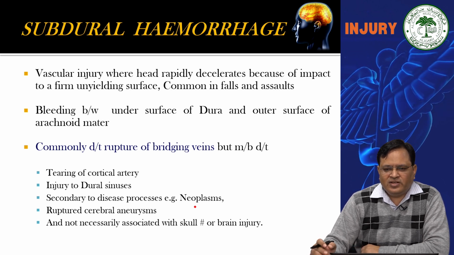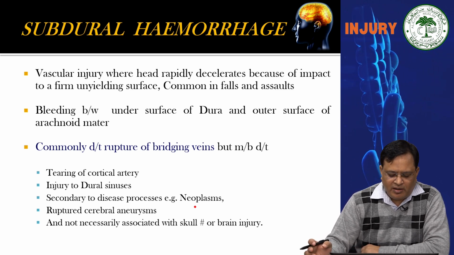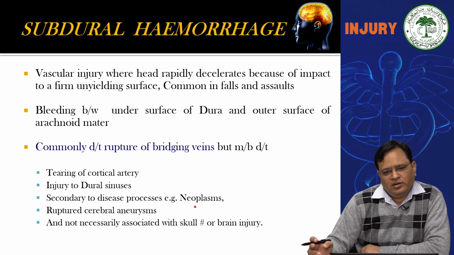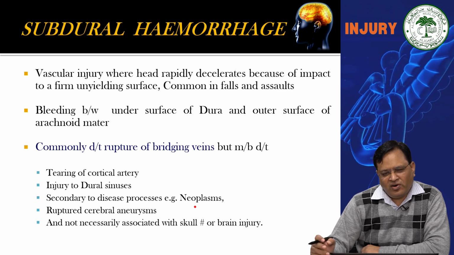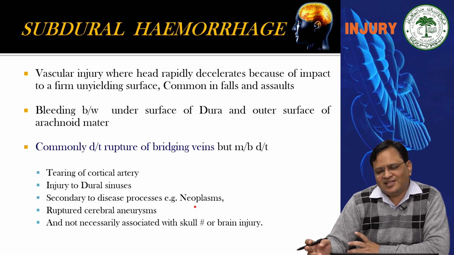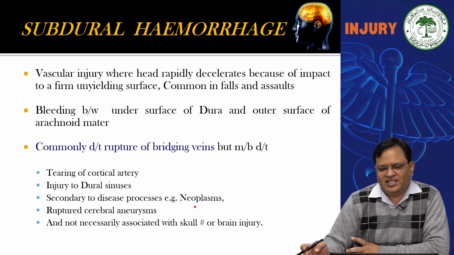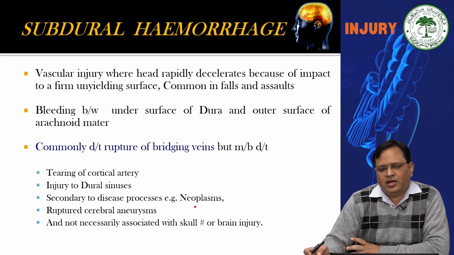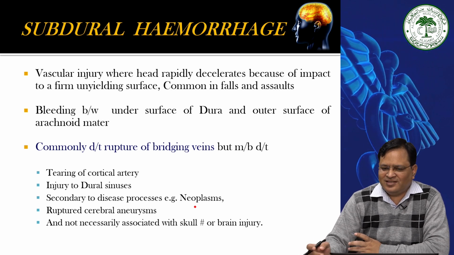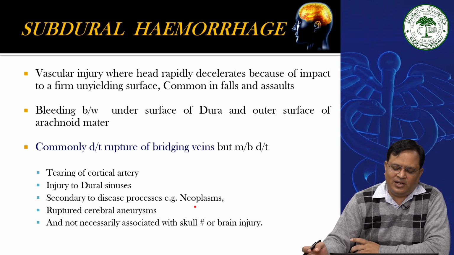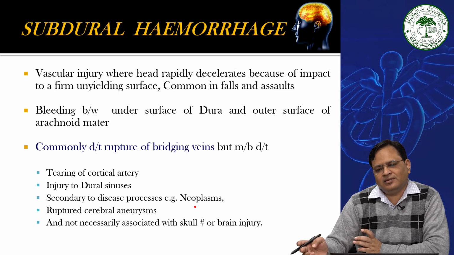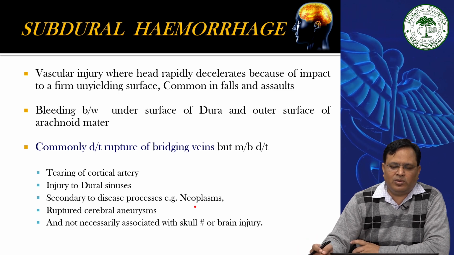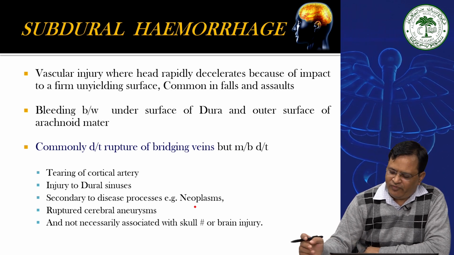Bleeding between the under surface of the dura and the outer surface of the arachnoid mater, I have already discussed that, is commonly due to rupture of bridging veins, but may be due to tearing of cortical arteries, injury to the dural sinuses, or secondary to a disease process, for example neoplasm or ruptured cerebral aneurysm, and not necessarily associated with skull fracture or brain injury. Extradural hematoma was associated with brain injury or skull fracture, whereas subdural hematoma may not be associated with fracture of the skull.